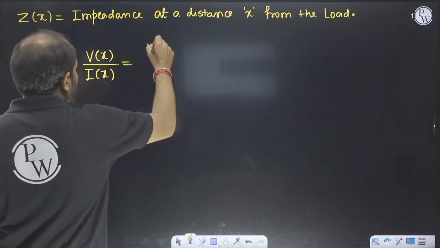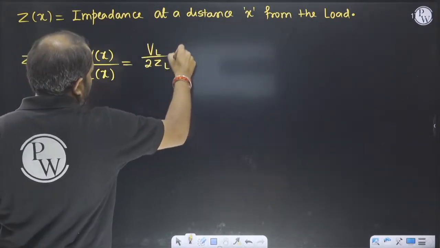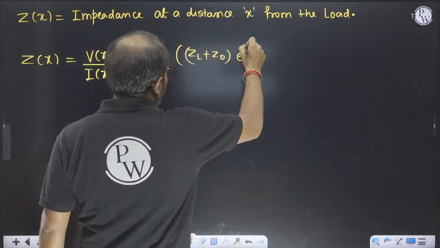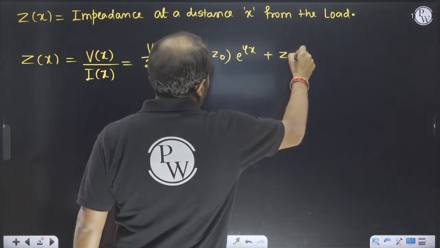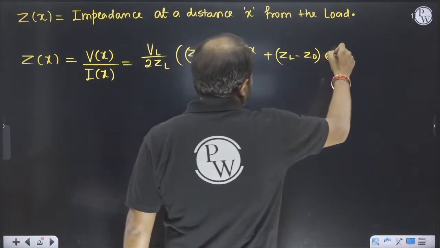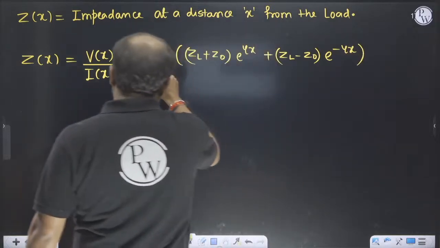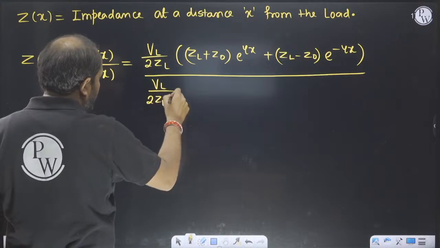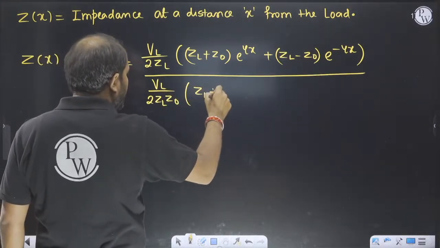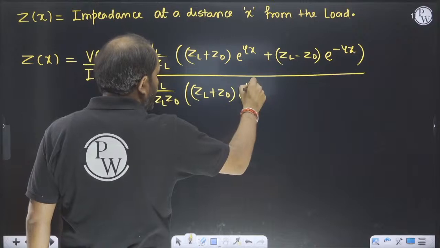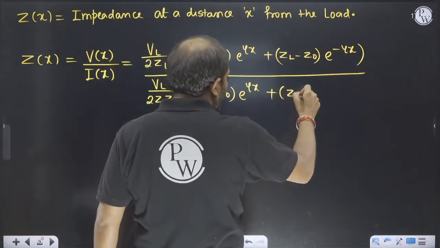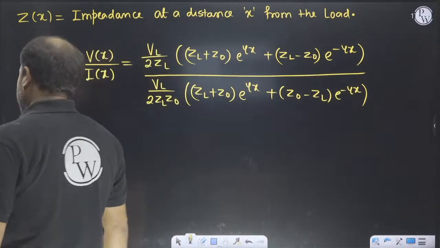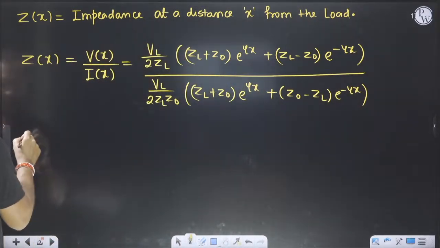So Vx is VL upon 2ZL, and ZL plus Z0 e to the power plus gamma x, and ZL minus Z0 e to the power minus gamma x, divided by the current Ix, which is VL upon 2ZL Z0, and ZL plus Z0 e to the power gamma x, and Z0 minus ZL e to the power minus gamma x. You don't have to remember this formula. All these things you don't have to remember.